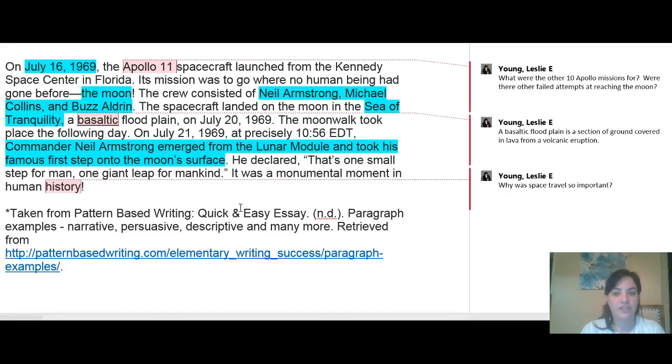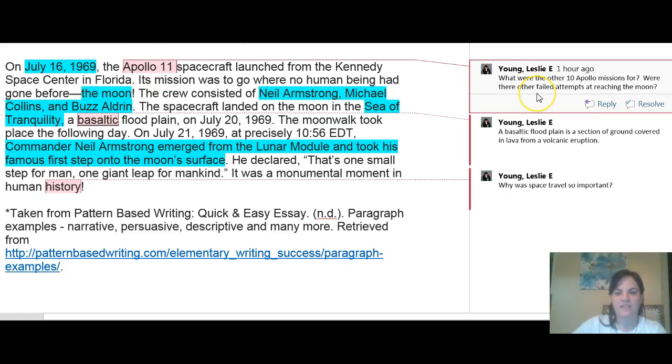Our notations are giving us a little bit more information in terms of what the reader is personally getting out of this particular paragraph. So the first one is about the Apollo 11, and our note says, what were the other 10 Apollo missions for? Were there other failed attempts at reaching the moon? So this is something that this reader wants to investigate further. A piece of information within this particular paragraph has sparked this curiosity within the reader.